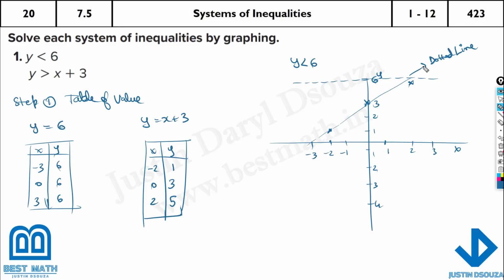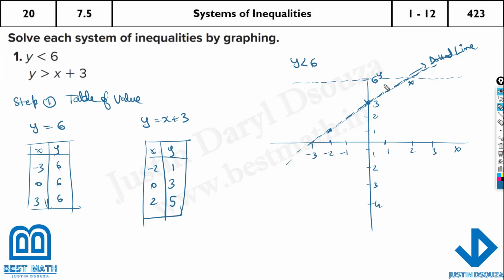So you have known the thing. It should be dotted when it is less than, because those values are not included, whatever is in the line. What about the other one? Even over here, it's dotted. So just make sure it's dotted line, even in the next case.